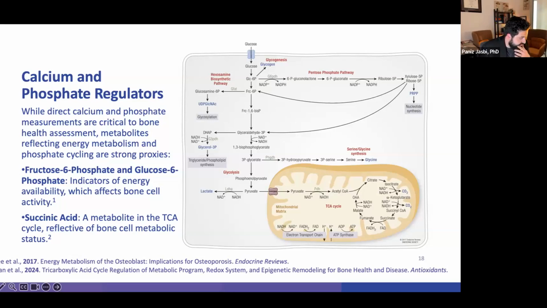Two of these are going to be fructose 6-phosphate and glucose 6-phosphate. Again, these are indicators of overall energy availability, and they will determine bone cell activity. And then also we have succinic acid. This is a metabolite, of course, of TCA, and it reflects the metabolic status of osteocytes. On the figure to the right, we see those three metabolites represented.